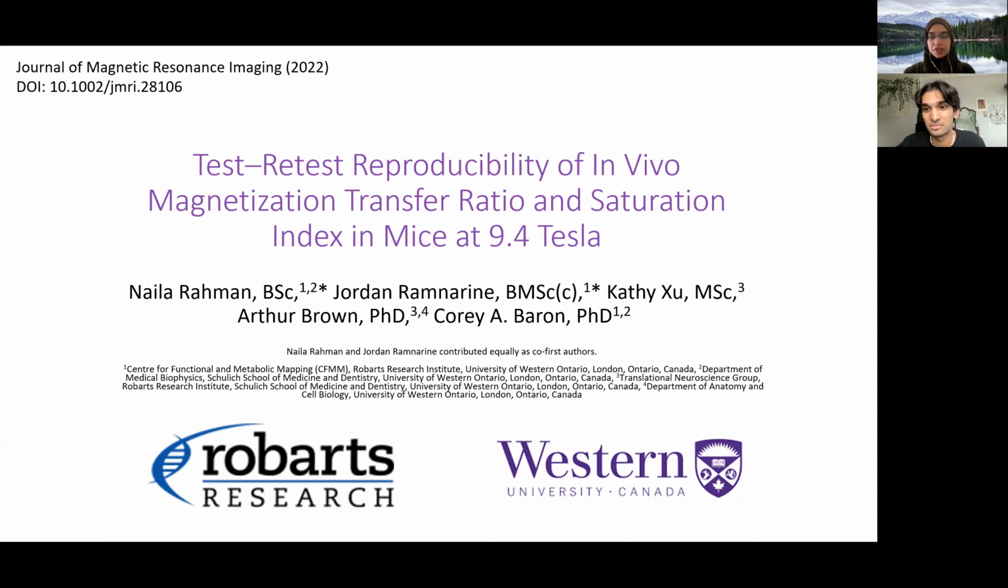We are co-first authors of this article recently published in the Journal of Magnetic Resonance Imaging. Here, we will provide a brief overview about test-retest reproducibility of in vivo magnetization transfer ratio and saturation index in mice at 9.4 Tesla. For more details and complete results, please refer to our paper on the JMRI website.